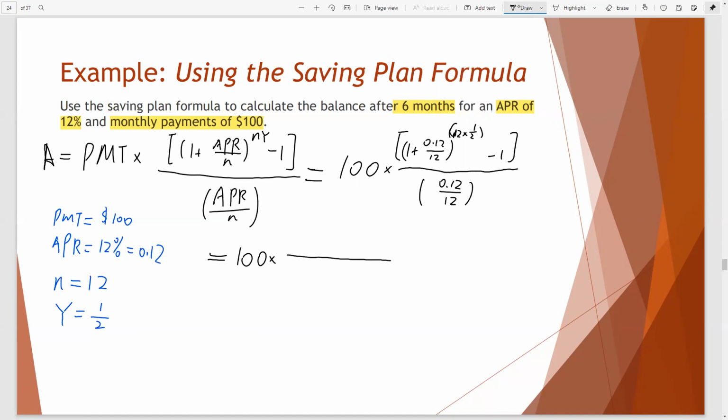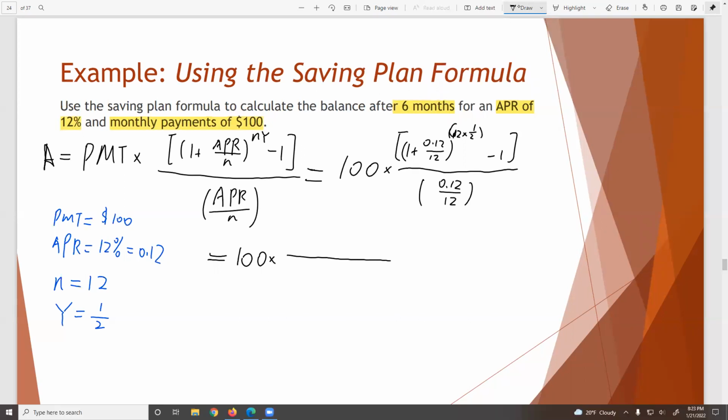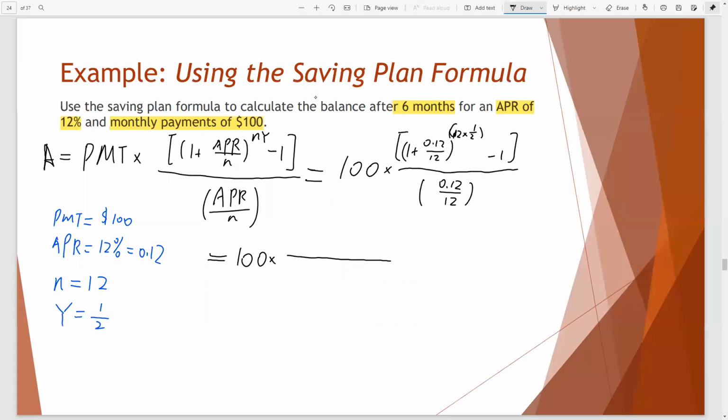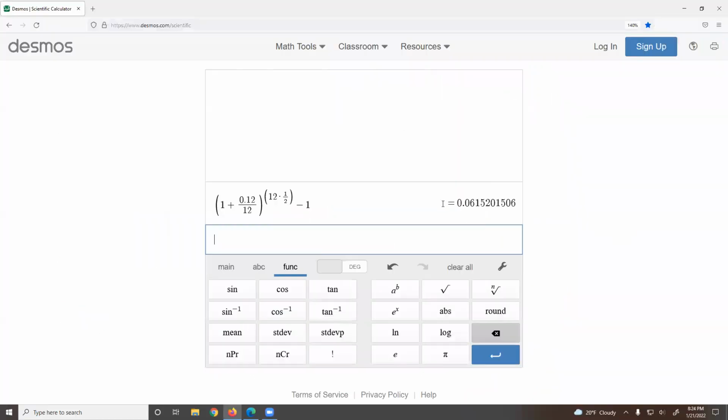Right, so using our calculator, that's 1 plus 0.12 over 12 raised to the power 12 times 1/2, since that's only a 1/2 year period, minus 1 at the end. Right, and we get, to keep all the digits, 0.0615201506.